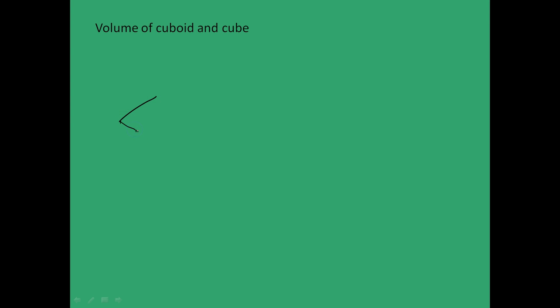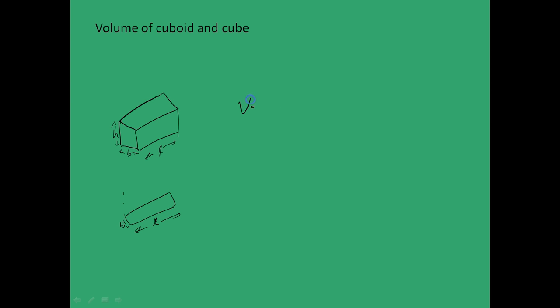So we'll start with the cuboid, obviously, because a cube is simply a special case of a cuboid. So we have our general cuboid here with height h, breadth b, and length l. A cuboid could be looked at as many rectangles with breadth b and length l stacked on top of each other till the height h. So you have numerous thin rectangles of this sort stacked up to this height.